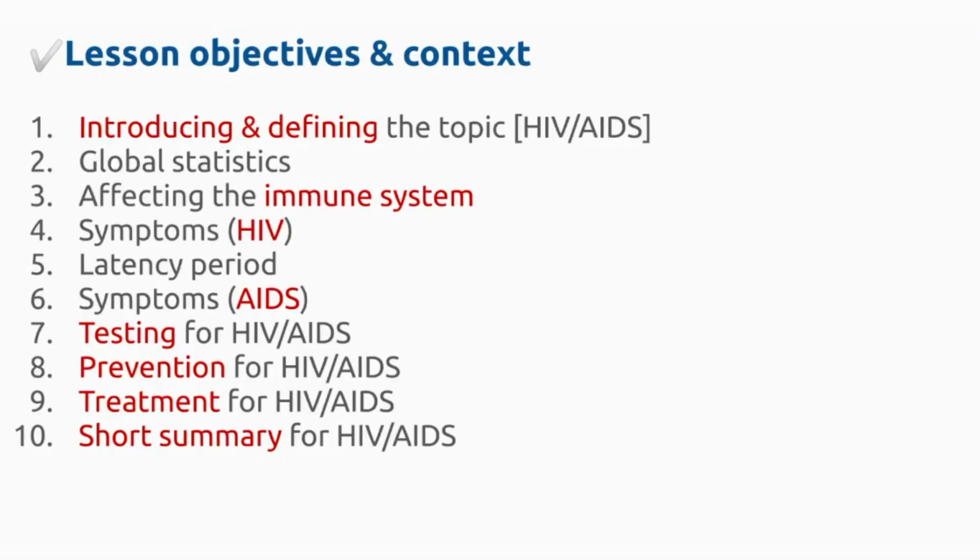What are the lesson objectives and what is the content that I will be covering in this video? So we are going to be introducing and defining HIV/AIDS. We are going to look at some global statistics, how HIV/AIDS affects the immune system, symptoms of HIV, what is the latency period, symptoms of AIDS, testing for this disease, how to prevent HIV/AIDS, what is the treatment for HIV/AIDS, if any, and we will finish with a short summary.